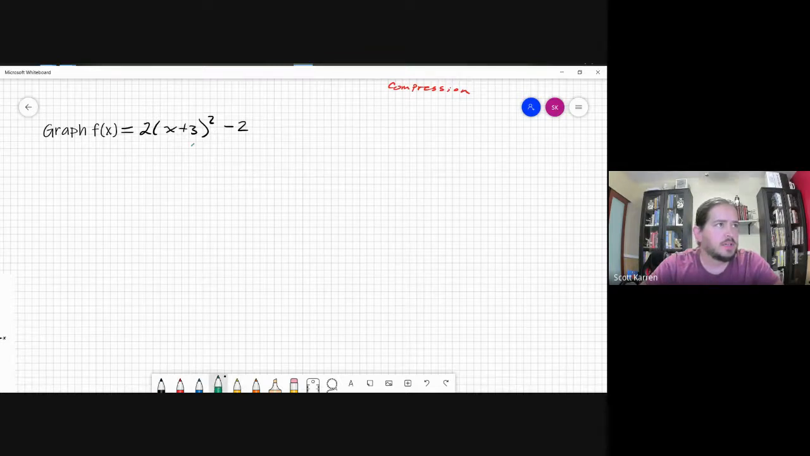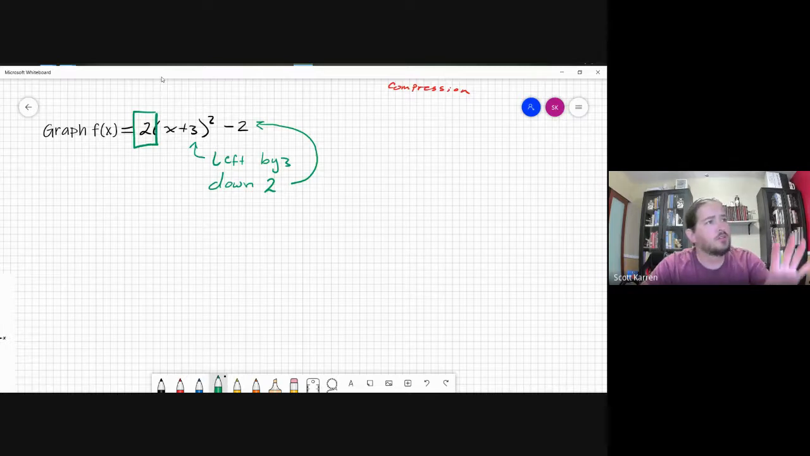These two things right here: the plus 3 on the inside means I'm going to move it to the left 3, so this is a left by 3. And this other one here tells me that I'm going to shift down 2. If I ignore this 2 for now, we'll come back and look at that. For right now, what I've got is a left shift by 3 and then a down shift by 2, and I can do that pretty quick and easy.